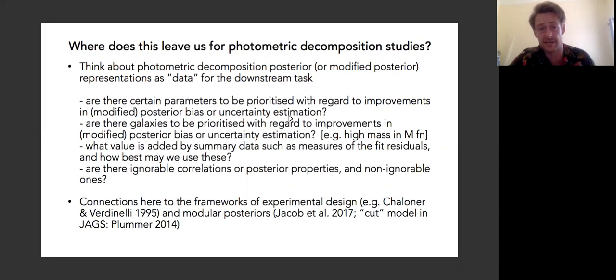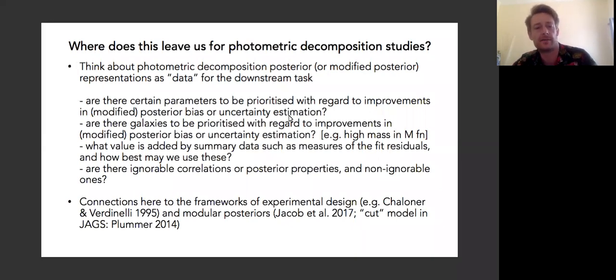Likewise, if we're thinking about the downstream inference task, we might think that there are particular galaxies that could be prioritized with regards to those improvements. For example, if our interest is in making these per-component mass or luminosity functions, and we're going to fit them with a Schechter luminosity profile, we know that the Schechter function faint end is incredibly sensitive to what's going on at the bright end. So we could actually focus on trying to make an improved posterior approximation or uncertainty estimation procedure for those very high mass galaxies.